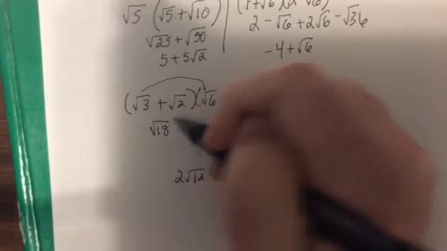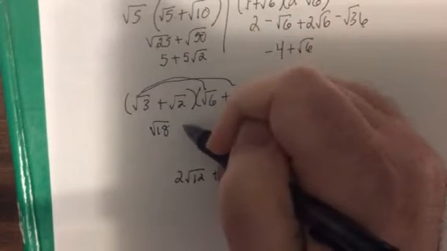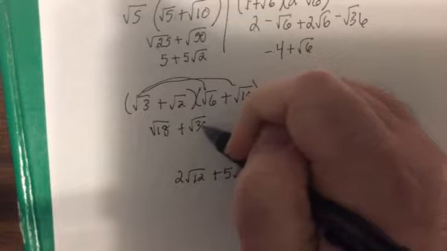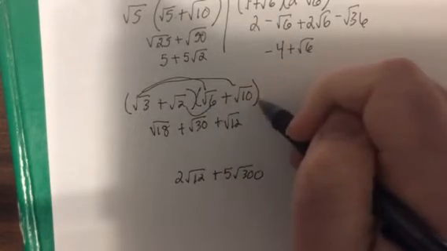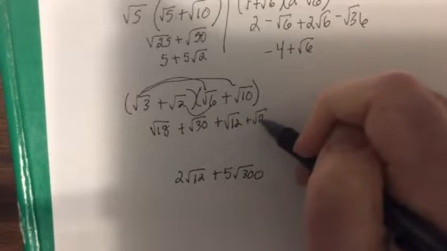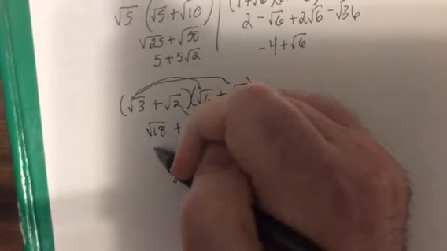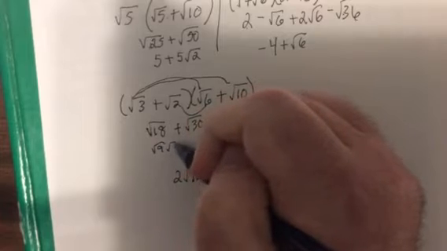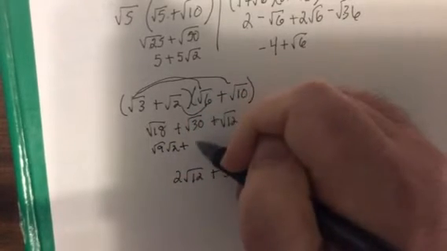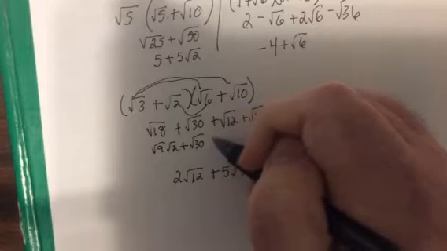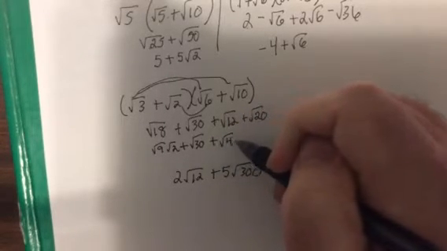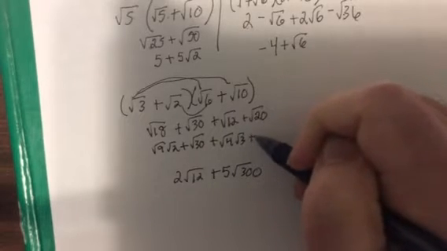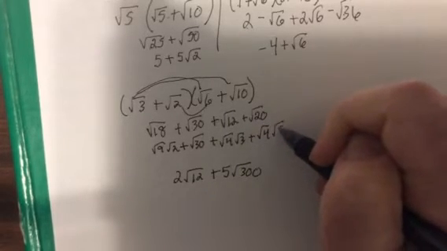So square root of 3 times square root of 6 is square root of 18. Square root of 3 times square root of 10 is square root of 30. That's square root of 12, and that's square root of 20. So 18 is 9 and 2, so we can break that up. 30 does not have a perfect square. 12 is 4 and 3. And 20 is 4 and 5.